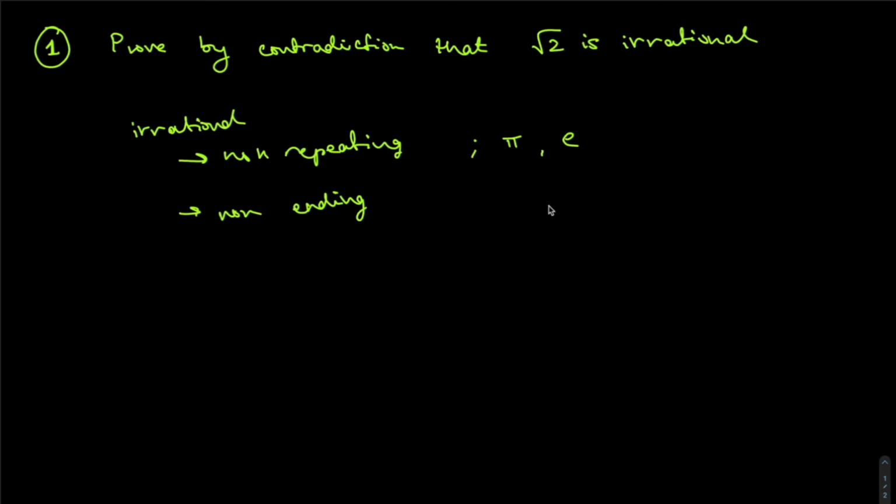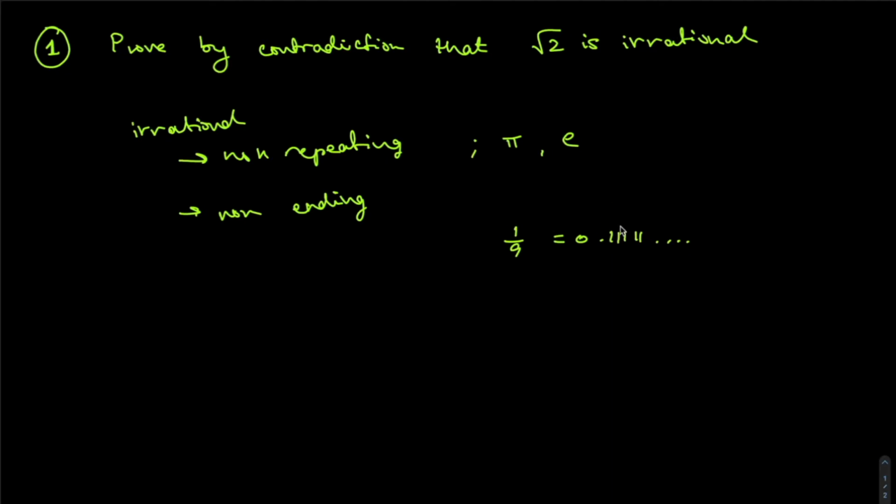It's not like 1.22222. No, they go on and on. Now you might say, 1/9 is irrational. No, it's not. It's 0.11111, where the one goes on forever, so it's repeating.